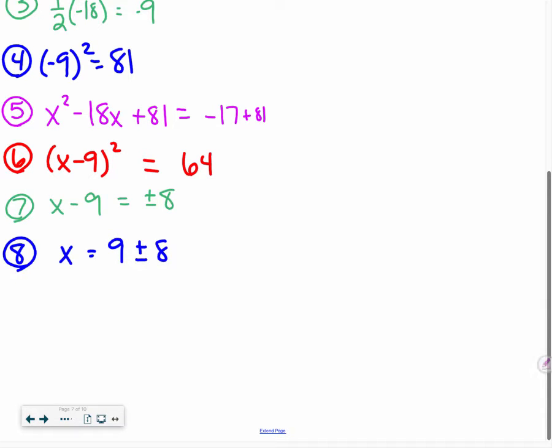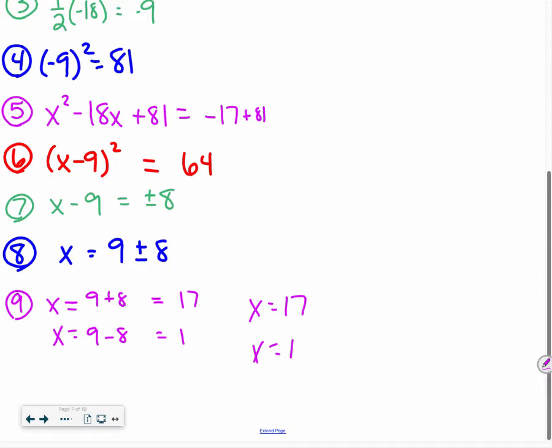And when I do that, I have x equals 9 plus 8, or 17, and x equals 9 minus 8, or 1. So my answers are x equals 17, or x equals 1. Again, if you don't have those steps written out, I recommend you go back and rewrite these. So these are good examples for you to study from.